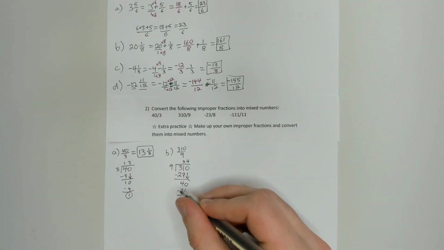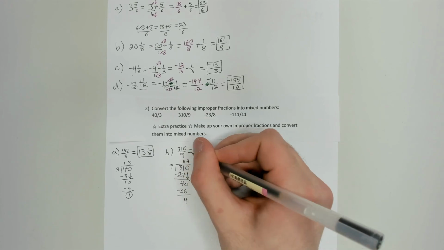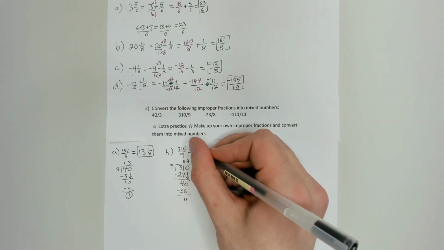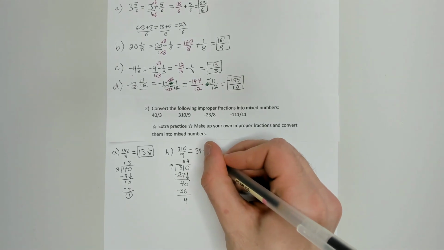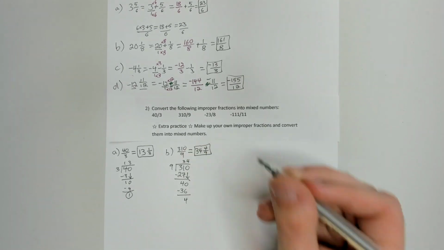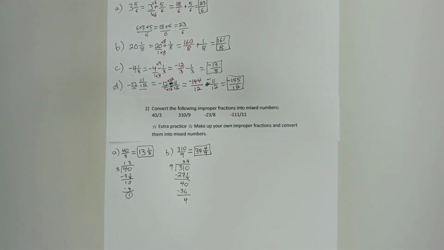Subtract that off, we get a 4. Okay, so we have our remainder of 4. So basically 310 divided by 9, that's 34, and then the remaining 4 is still being divided by 9, so that is the 4/9, the fractional component of our mixed number.